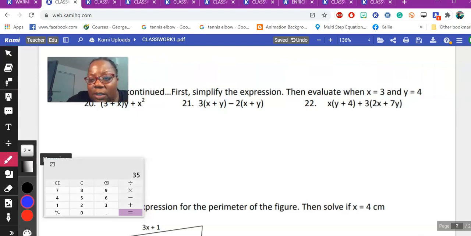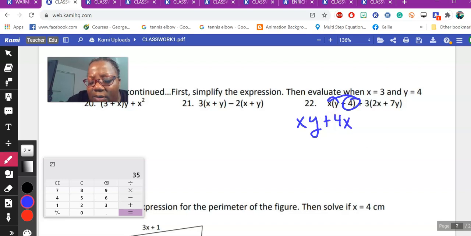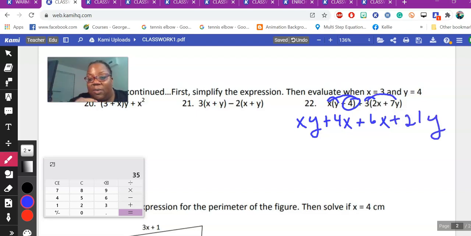First, we distribute. X times y is xy. X times a positive 4 is 4x, or x4, but it looks better keeping the number first. 3 times 2, positive 6x. 3 times 7, positive 21y. Assuming I did all my multiplication right.